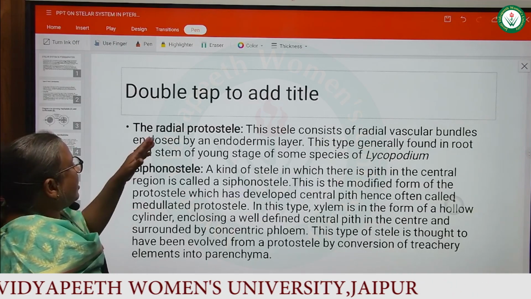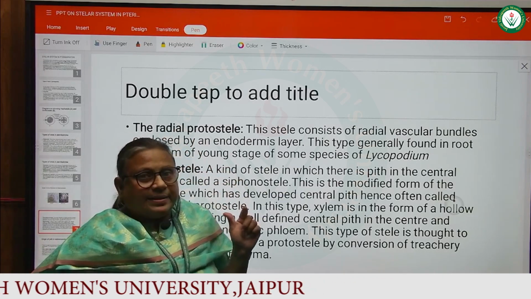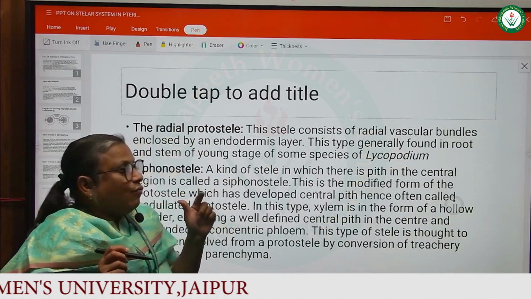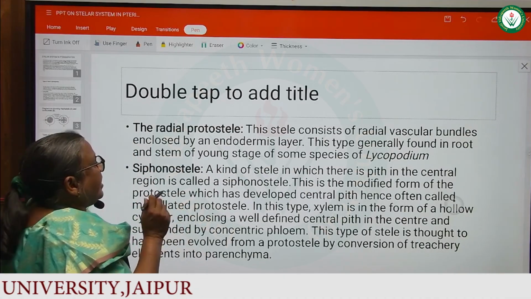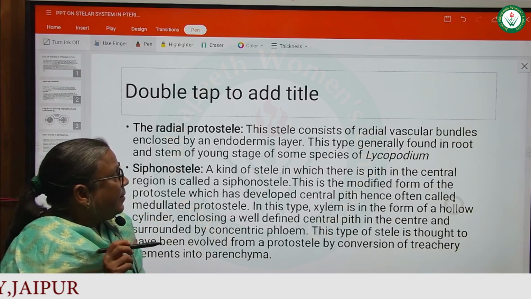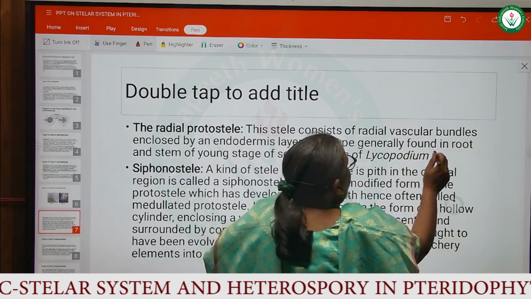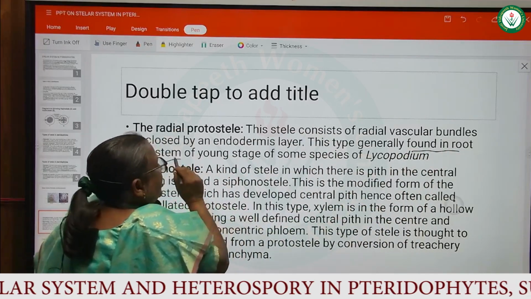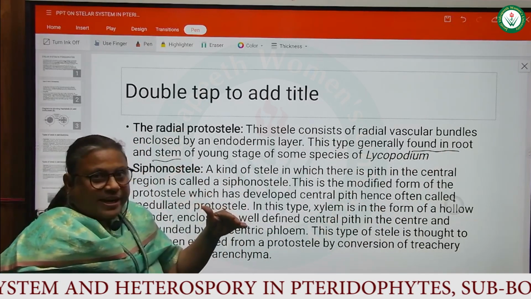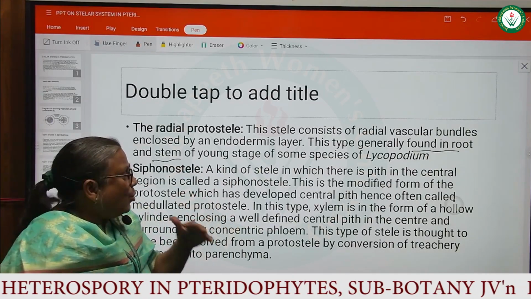Now I talk about the radial protostele. This stele consists of radial vascular bundles enclosed by an endodermis layer. This type of radial protostele is found in the root and stem of young stage of some species of Lycopodium.